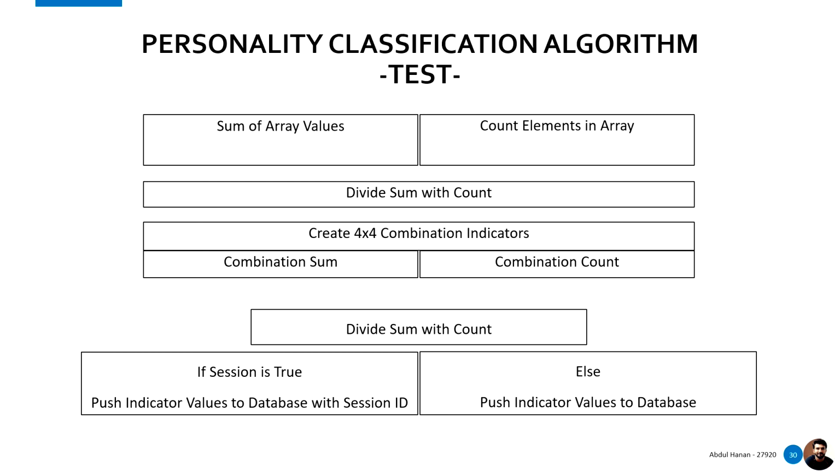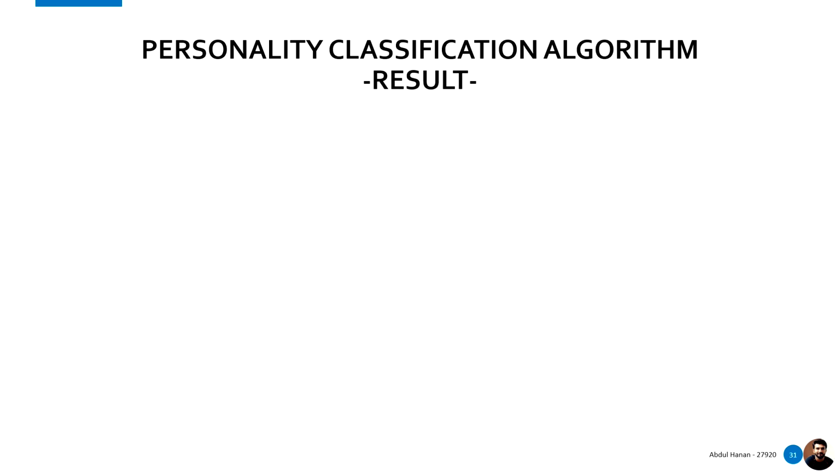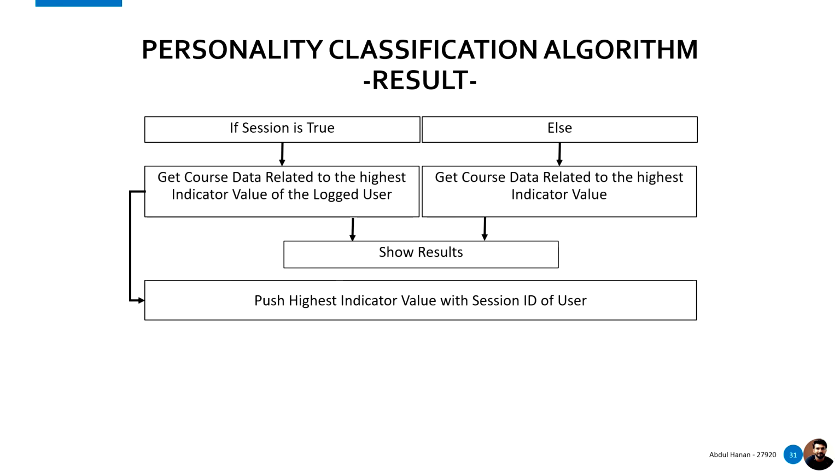These 16 personality indicator values would then be stored in the database, where they would be extracted into the result page with the list of mapped courses data that we have scraped before. But if the user has logged into his or her account, then these values would be stored along with their user ID in the database. To show the results, we apply a query in the database to get the personality that has the maximum value and show all the course records that are mapped with it.